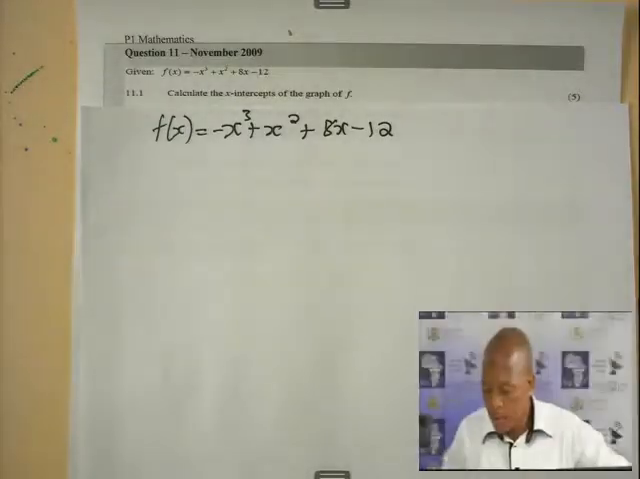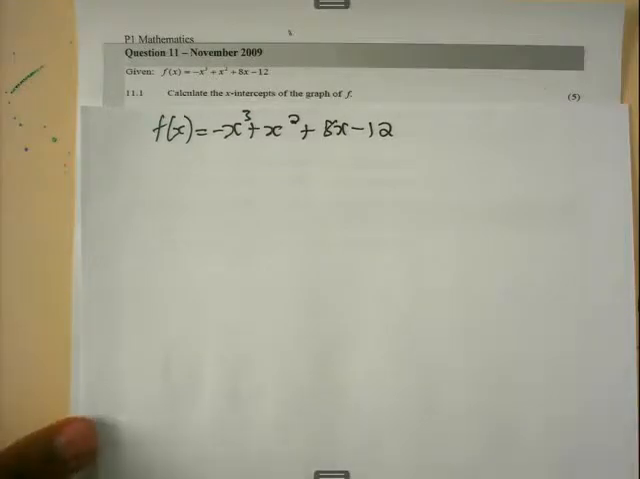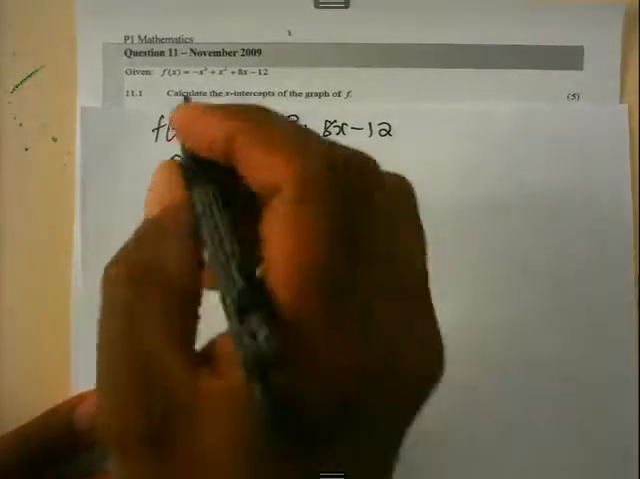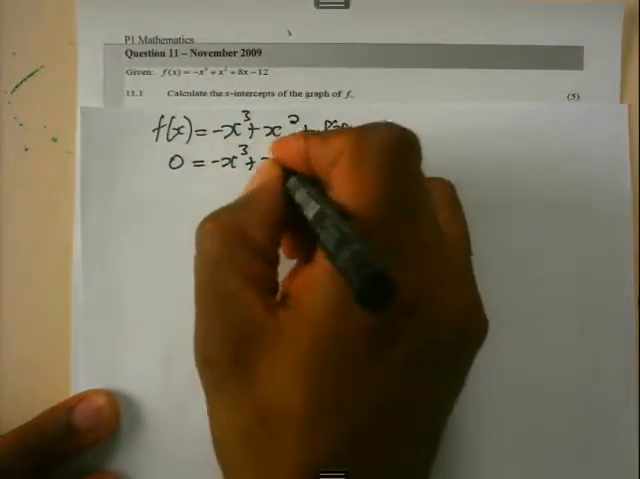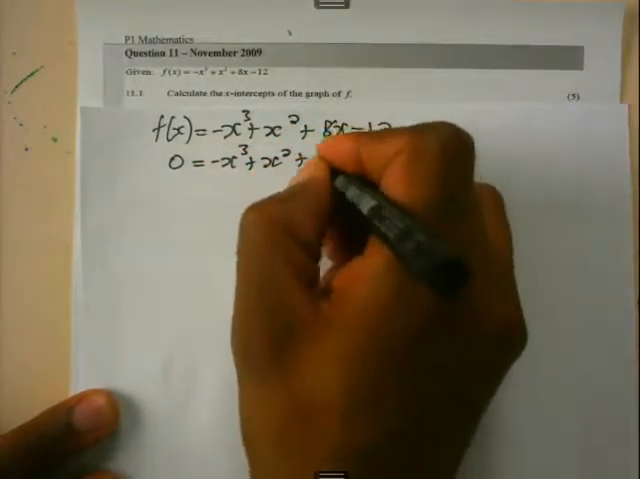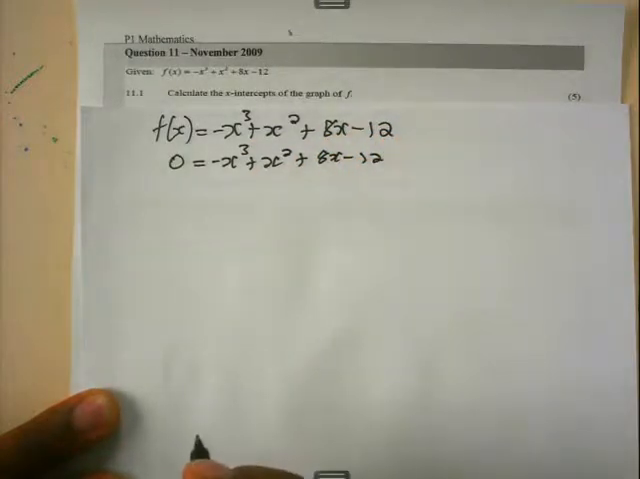Let us see now what it is that we must do. What is the first thing that we must do here, boys and girls? Of course, we said when you find the x-intercept, we must let f(x) be what? We must let f(x) be 0. Then it means we have 0 equals minus x to the power of 3 plus x squared plus 8x minus 12, right? f(x) is 0.